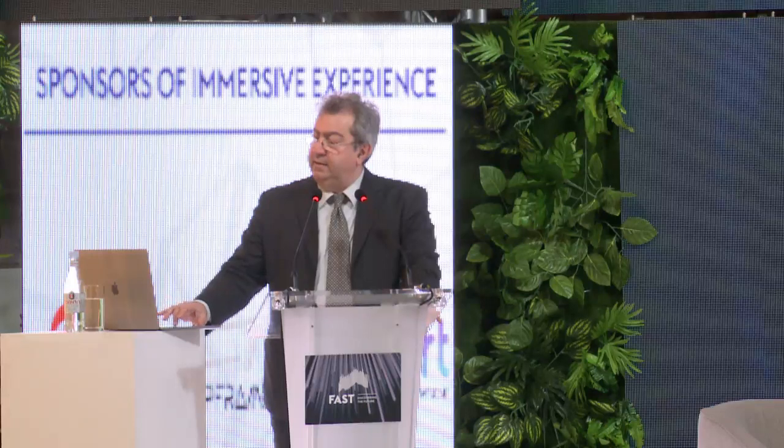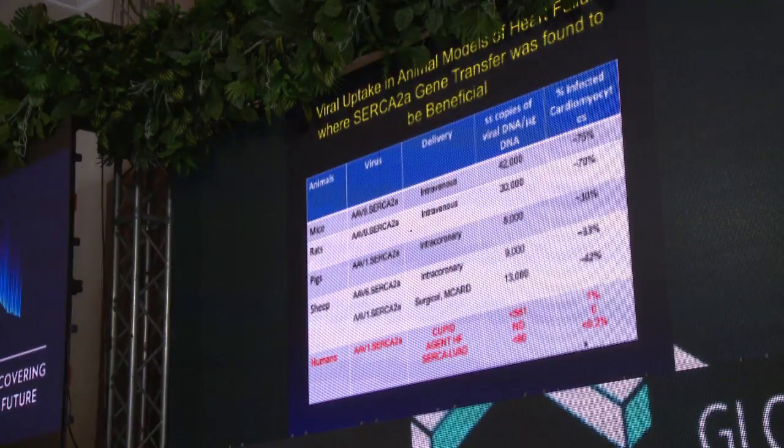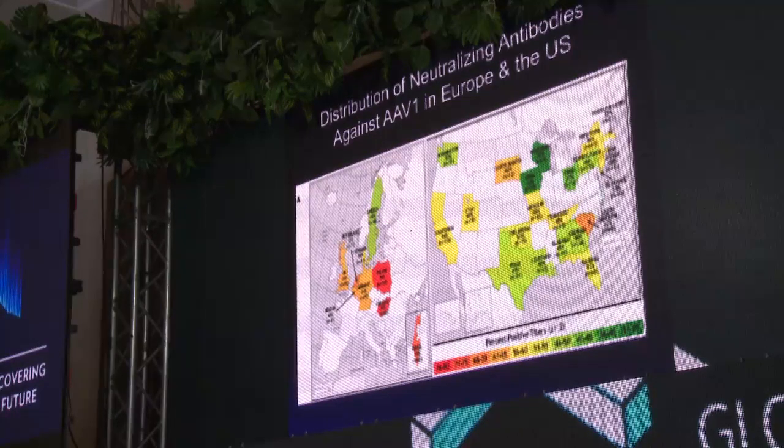And what we found was that in the human trials, the uptake of vector was very small, so the concentrations were quite low, and we had very few infected cardiac cells. In animal models, we had half to three quarters of the cells infected. However, in the clinical trials, it was very low. So all the new trials that we're working on have concentrations that are about 100 times higher than what we had with CUPID.